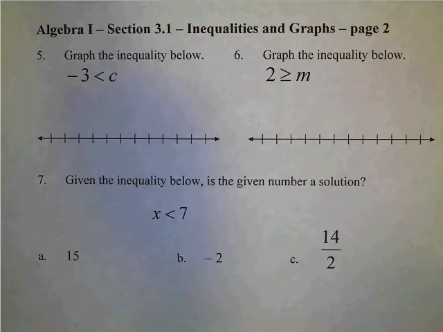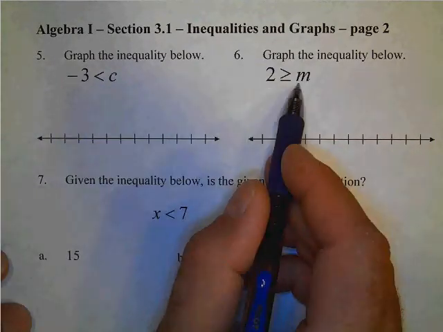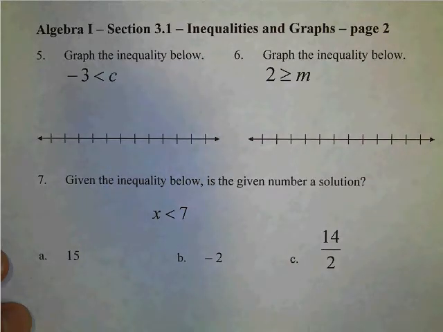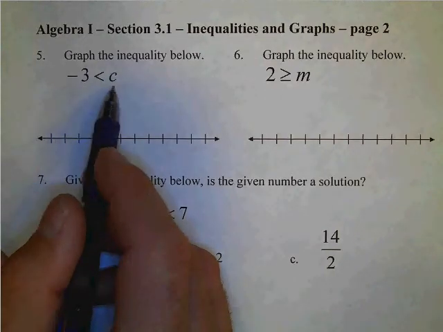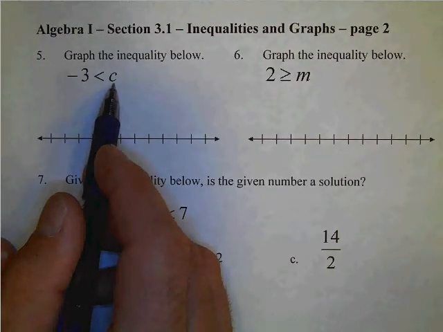As we look at the second page of section 3.1, we want to continue to look at inequalities and how to graph them on a number line. On examples 5 and 6, you'll notice the variable in both cases is not on the left side. So we need to consider how we would read this backwards so it would come first.